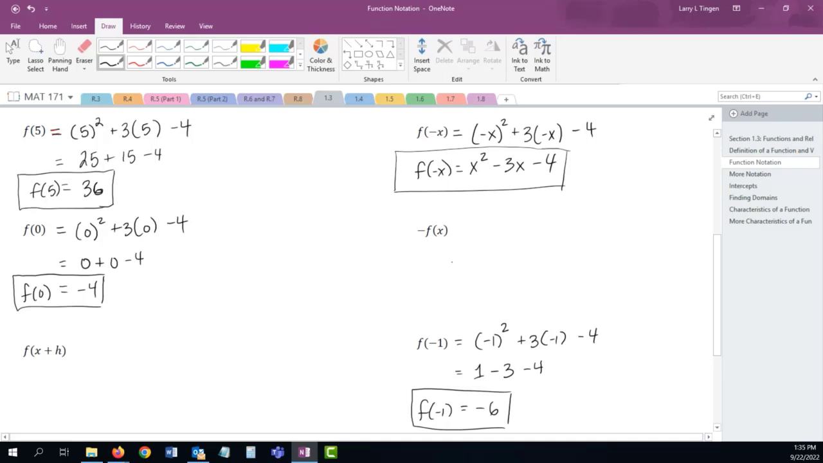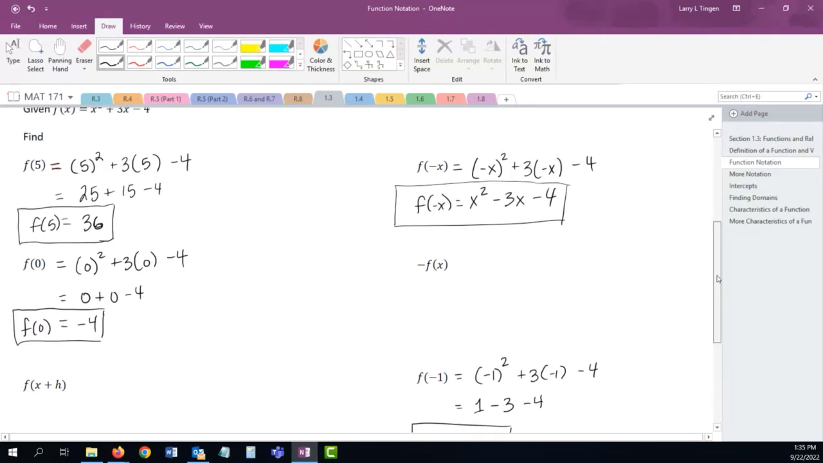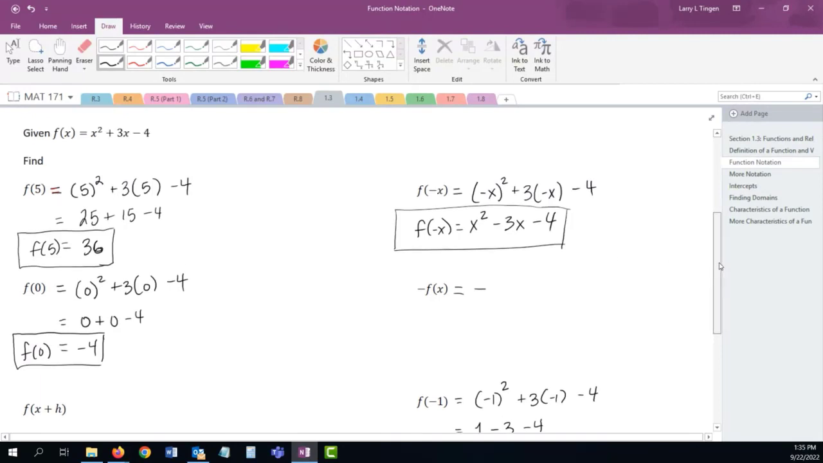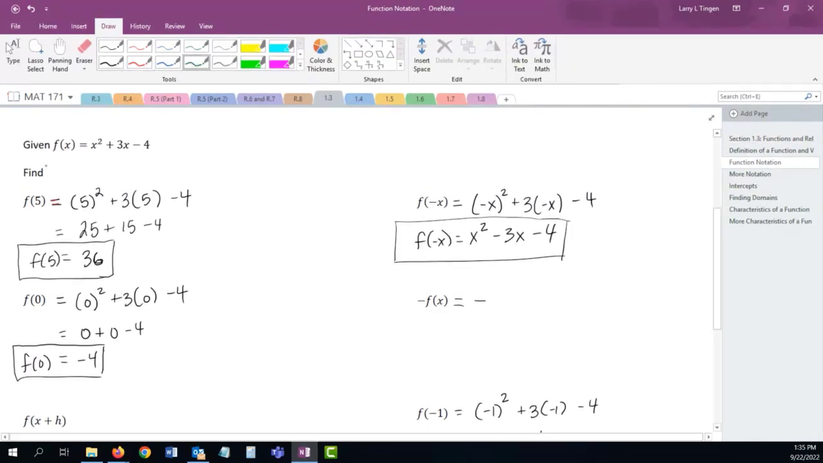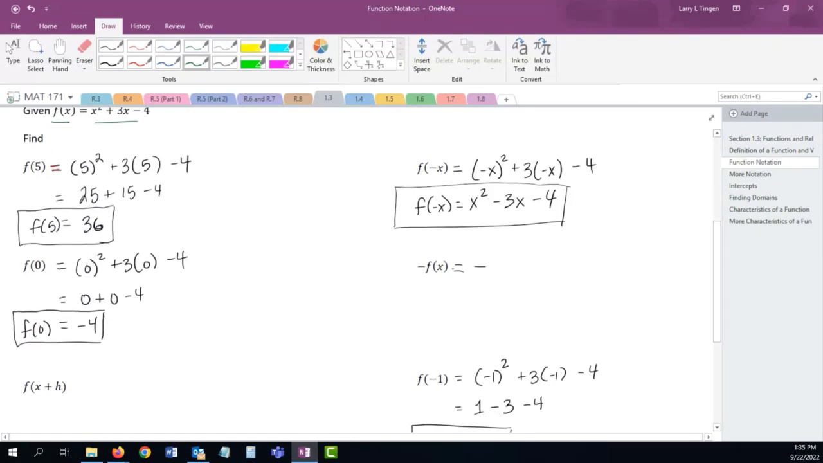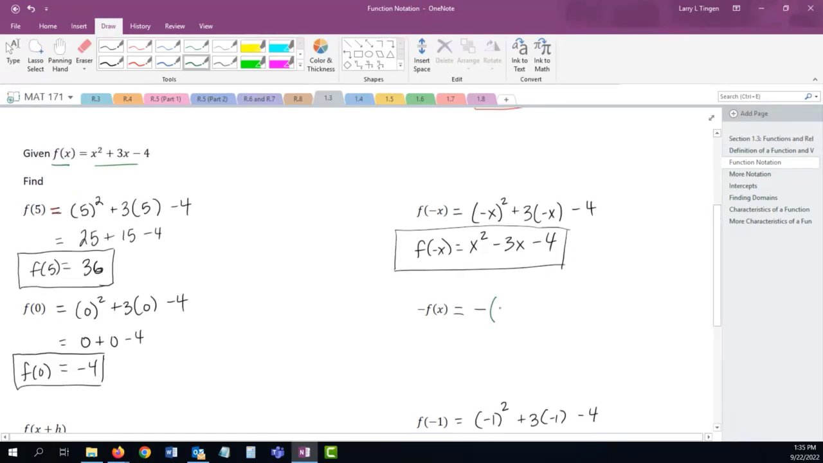Okay. Now, here's the one that can cause some issues. I have negative f of x. Remember, f of x just means y, right? Well, what is f of x? F of x is the original function, right? So f of x is x squared plus 3x minus 4. Well, negative f of x means negative, and then I just plug in x squared plus 3x minus 4.